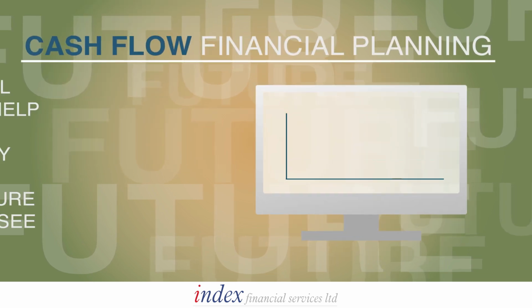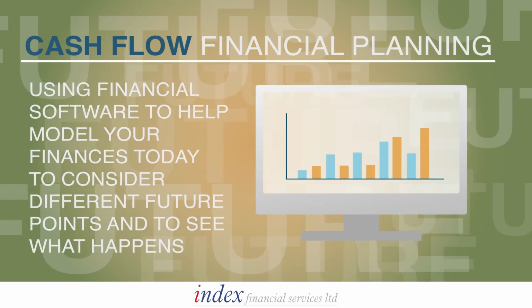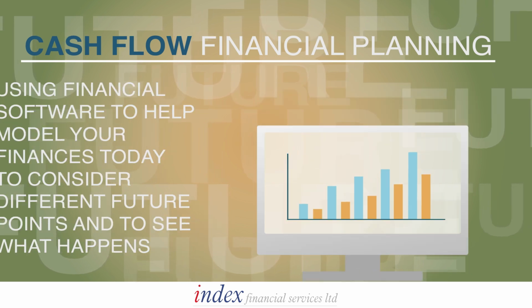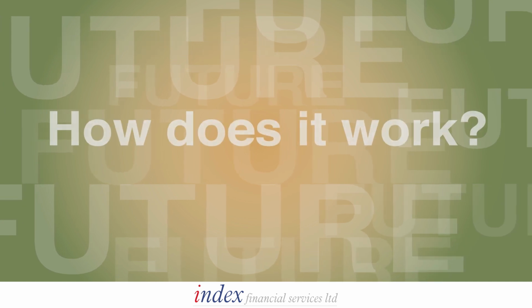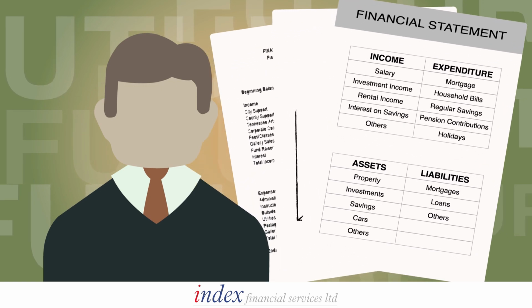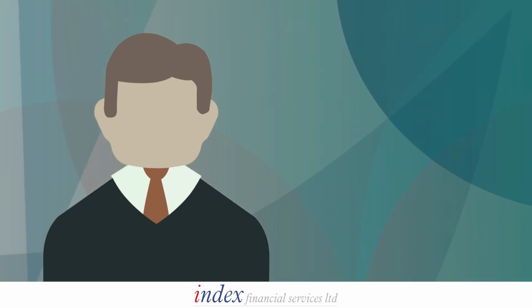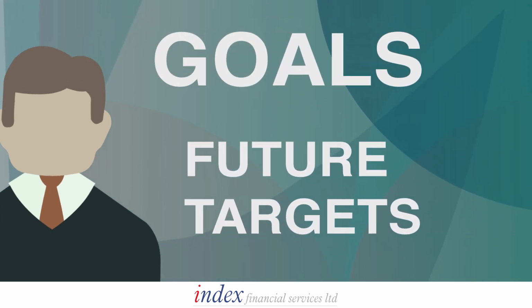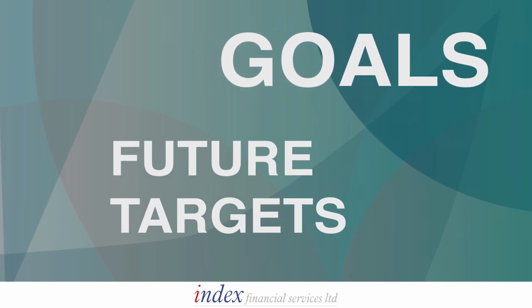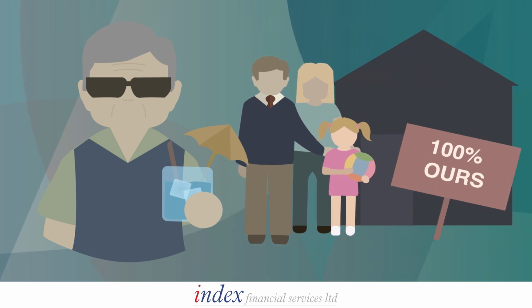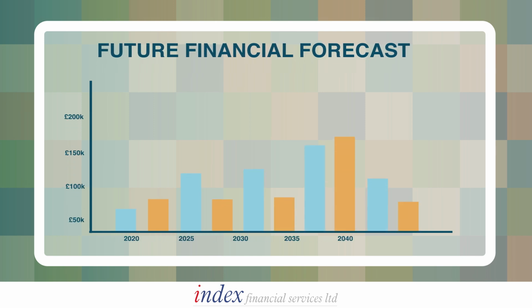Cash flow financial planning is about using financial software to help model your finances from here to today, to consider different future points and to see what happens. How does it work? You start with where you are today, which can be analysed and summarised precisely. You explore your goals and future targets, those things that are important to you and your family. For example, you might want to aim for an early retirement or to pay off your mortgage by a certain age. You then create a financial model using the software, making certain assumptions.